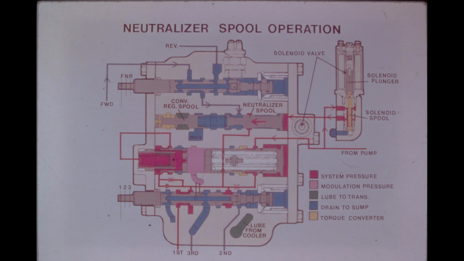If main pressure is normal and converter pressure is high and no movement is taking place in either direction, it is possible that the neutralizer spool is remaining in the applied position. This could result from the neutralizer spool being stuck in the applied position or the solenoid valve being stuck in the actuated position. The illustration shows the transmission in first speed forward with the neutralizer spool fully applied.